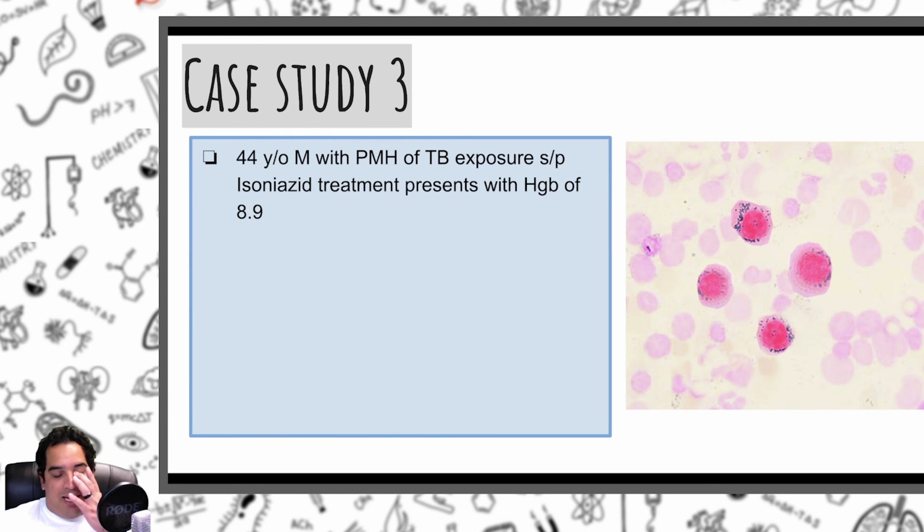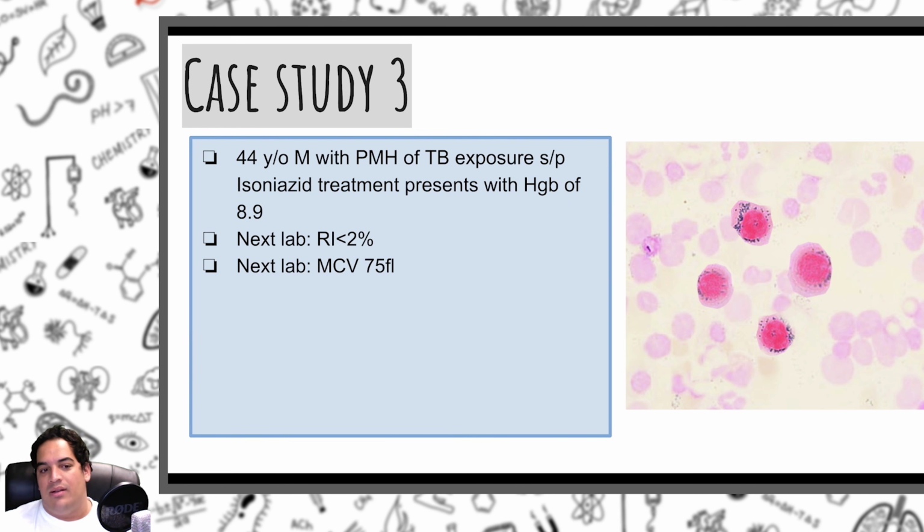Case 3. Past medical history of a guy who has TB exposure, got treated with isoniazid. He's got a hemoglobin of 8.9. He's anemic. What do we do? Check retic. What's the retic? Less than 2. Underproduction. Check the MCV. If the MCV is low, what do we think? This is a microcytic. If it's a microcytic, it's one of those 4.